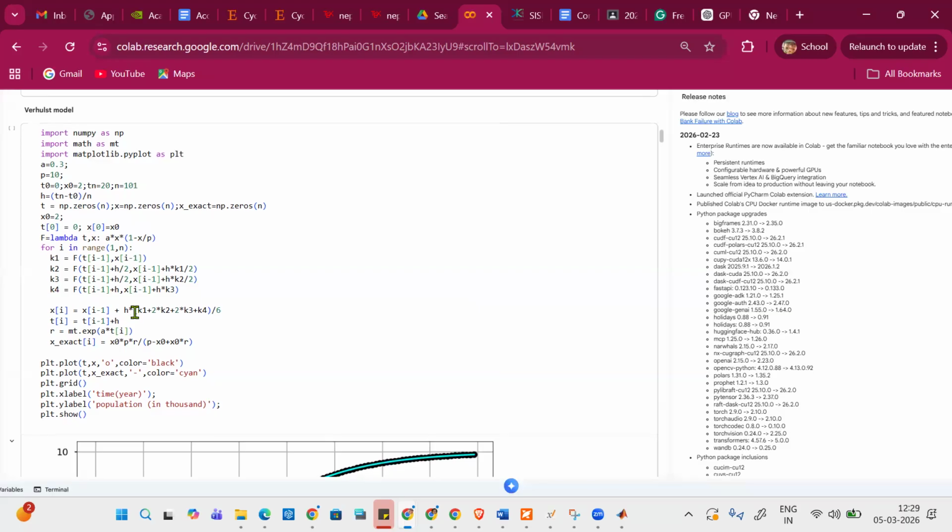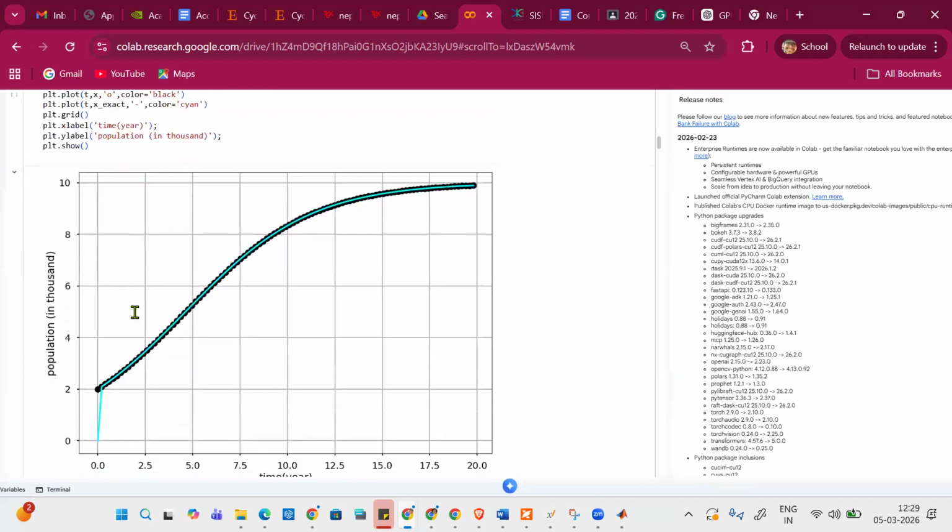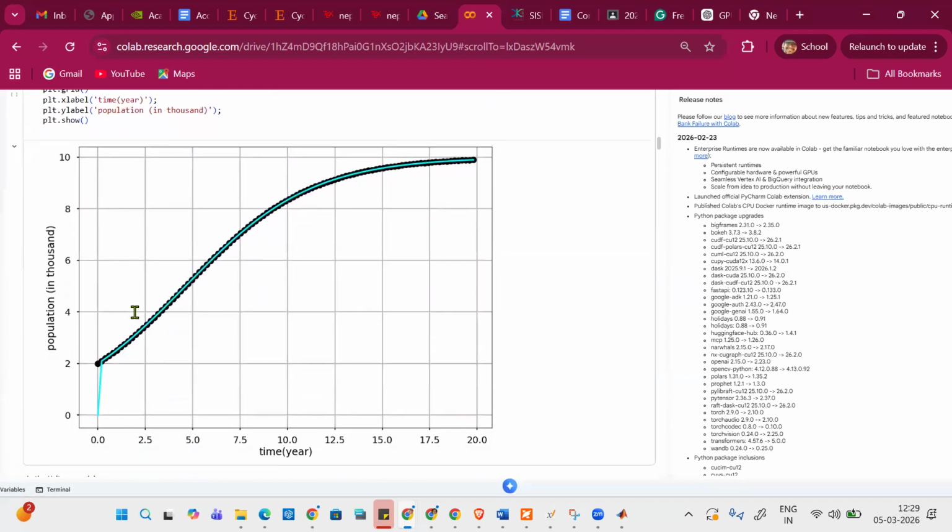So you can see that it almost matches. The black one is the Runge Kutta method result, and the cyan one is the exact one. And you can see that from the start till the end of the simulation, the RK4 method exactly matches the exact solution you are getting. This is just a simple problem we have taken and illustrated.